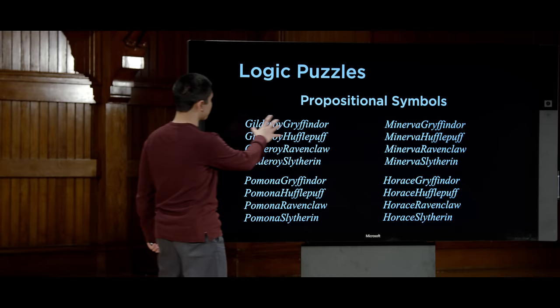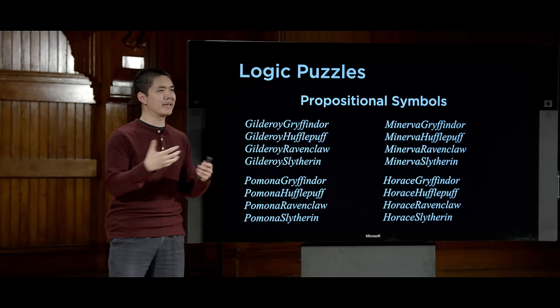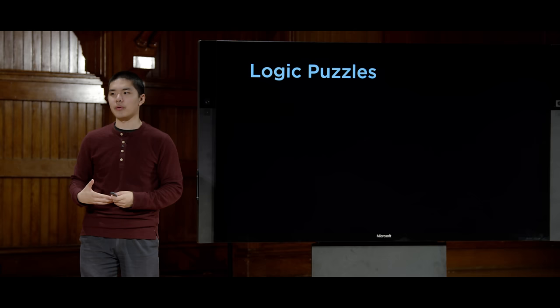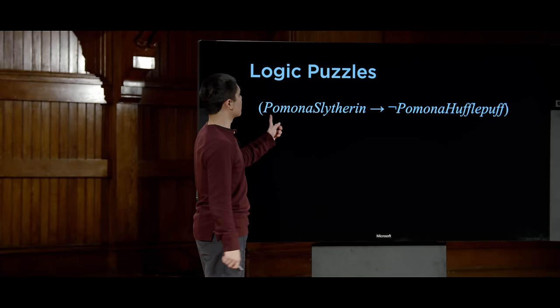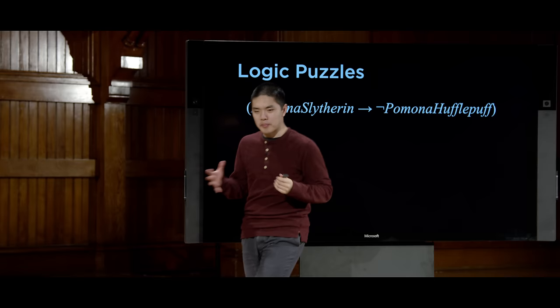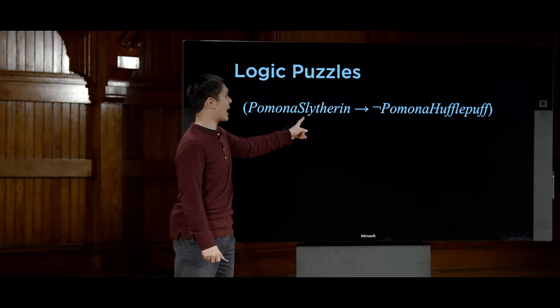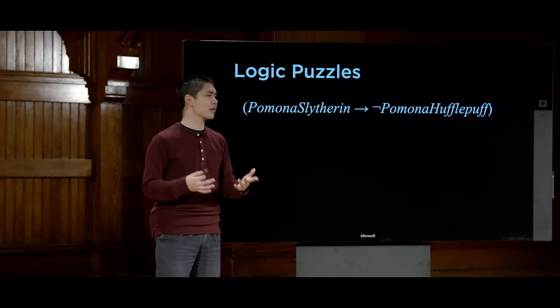Using this type of knowledge, we can then begin to think about what types of logical sentences we can say about the puzzle. Before we even think about the information we were given, we can think about the premise of the problem, that every person is assigned to a different house. So what does that tell us? Well, it tells us sentences like this. It tells us, like, Pomona Slytherin implies not Pomona Hufflepuff. Something like, if Pomona is in Slytherin, then we know that Pomona is not in Hufflepuff. And we know this for all four people and for all combinations of houses, that no matter what person you pick, if they're in one house, then they're not in some other house. So I'll probably have a whole bunch of knowledge statements that are of this form, that if we know Pomona is in Slytherin, then we know Pomona is not in Hufflepuff.